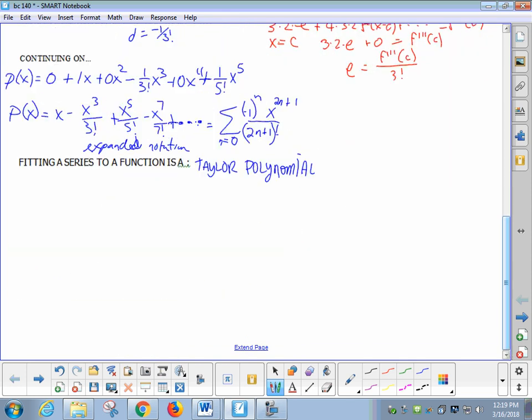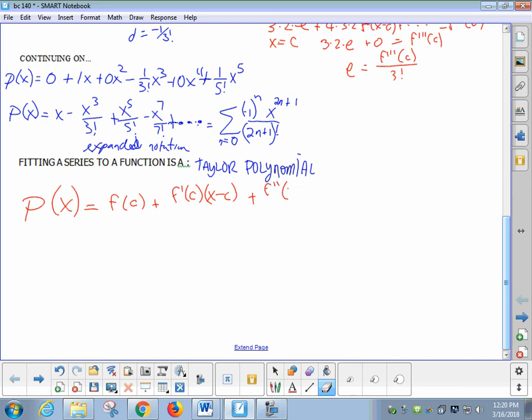Obviously, if you didn't see it 20 minutes ago, I apologize. But it goes like this. The polynomial that fits some f of x around x equals c is, first of all, the point has to match, f of c. Next, the derivative has to match. Then the second derivative has to match, that's it.